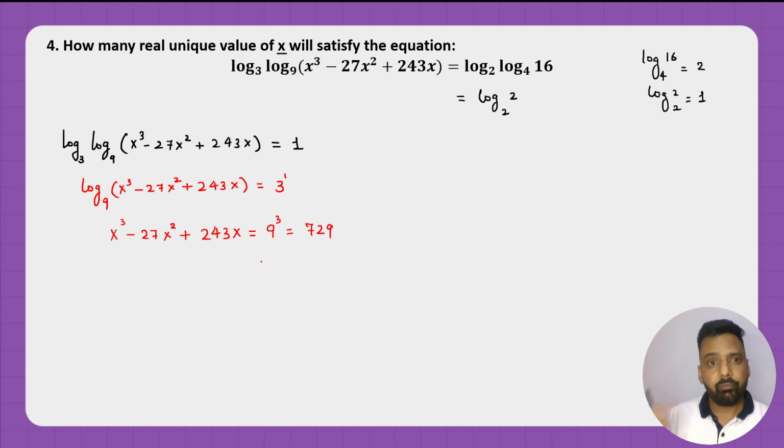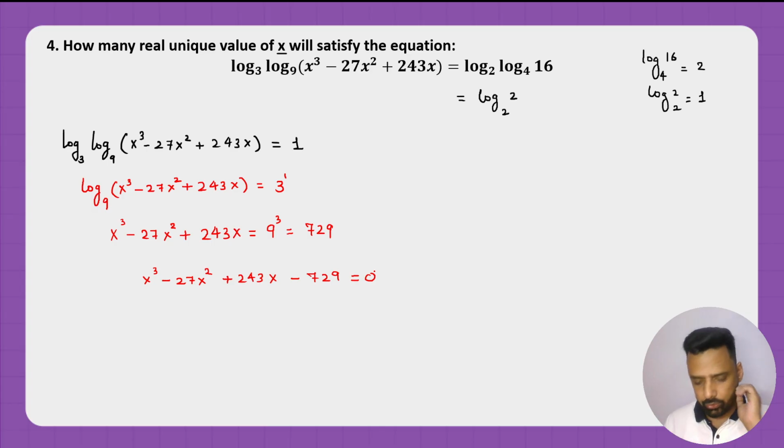Okay, now we have to find the real and unique value of x. Here I have x cube minus 27x square plus 243x minus 729 is equal to 0. Okay, now this equation is what we get. Now if we look at this equation, x cube it is, right? 729 I can write as 9 cube, with a minus. I have a cube and b cube. The formula has minus 3a square b. So 3a square b, where a is x and b is 9.